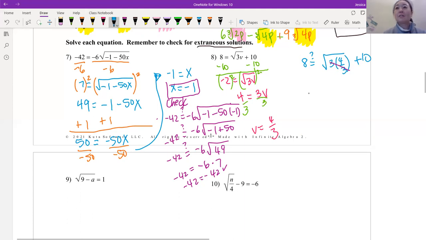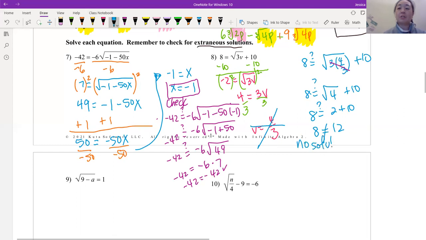We're good. So this is going to be 8. Is that equal to what we have left, which is just 4 plus 10? And what is the square root of 4? 2 plus 10, which is going to be 8 is equal to 12. Yeah, that's not true. So that's definitely not equal. This is not a solution. We would say no solution. That was an example of when the solution was not a solution.